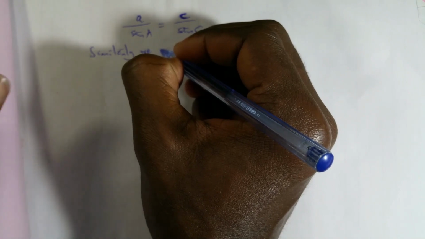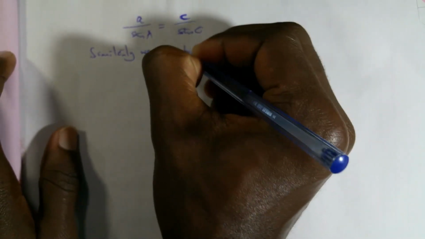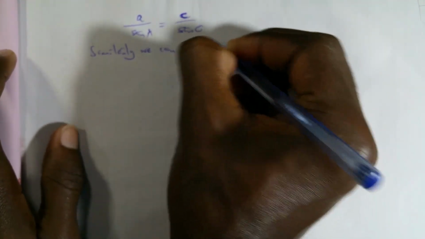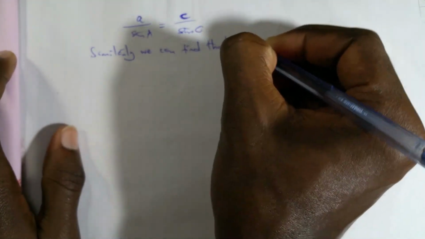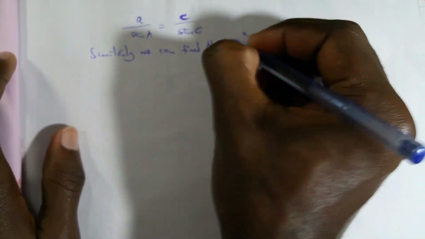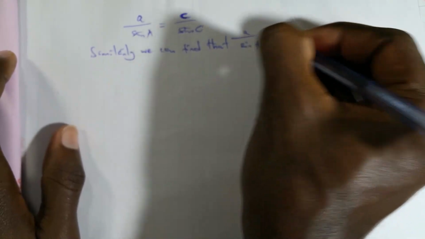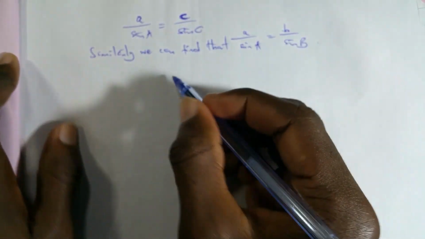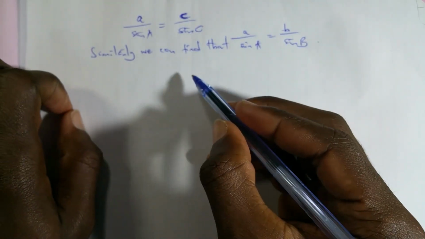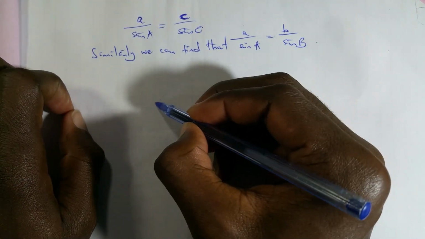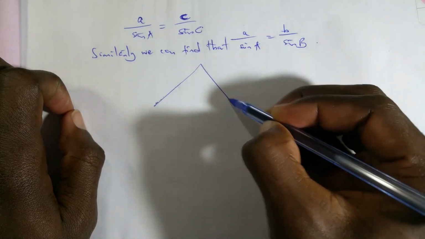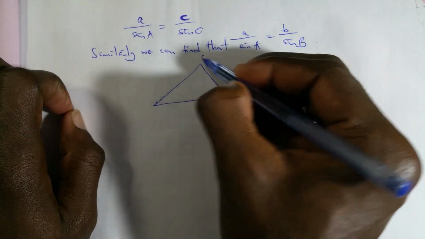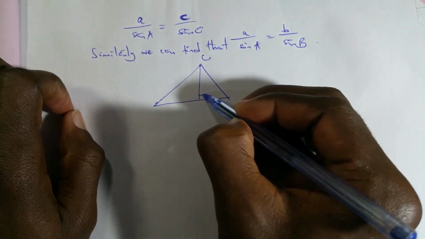We can find that a/sin A = b/sin B. Here, we drop a perpendicular from, let me say, C. Let's now assume that our C is there. Then the perpendicular is from C.